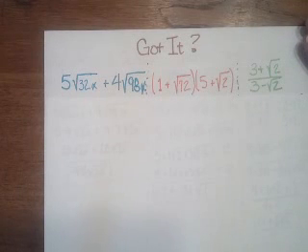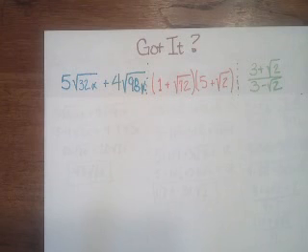5 times the square root of 32x plus 4 times the square root of 98x. These are all ones that we're trying to simplify. The second one in red is 1 plus the square root of 72 times 5 plus the square root of 2. And the last one is 3 plus the square root of 2 over 3 minus the square root of 2. I'd like you to, at this point, pause the tape, look through your notes, or maybe go back in the tape and see if you can put the things together and try these problems.